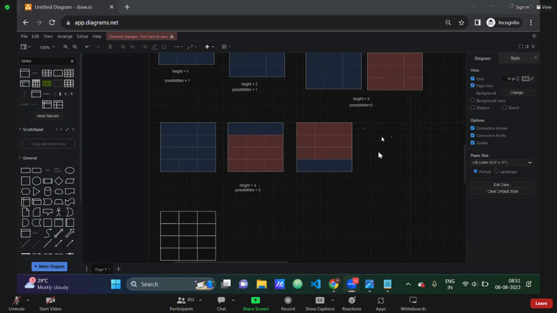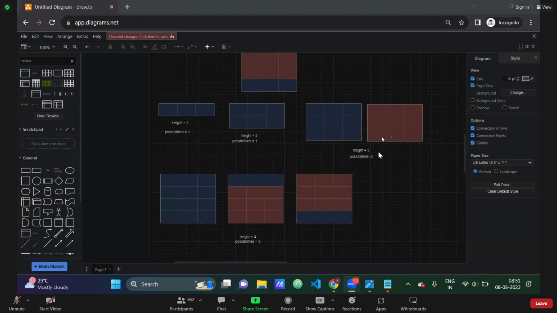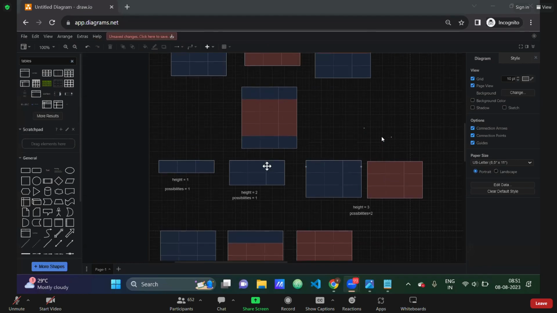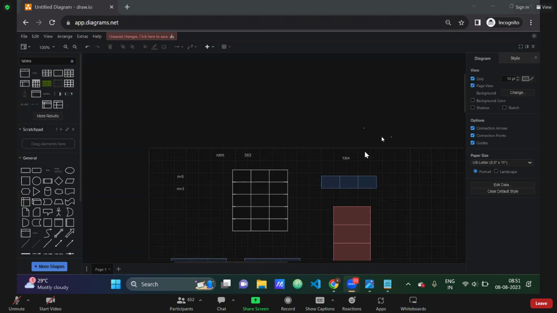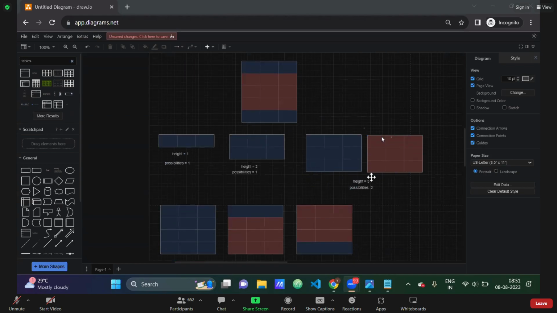Four. Now, if you observe, for height 1, you have only one possibility. For height 2, you have one possibility. Coming to height 3, which is equal to m. M is 3, right? The number of columns is 3, right? So when that particular height is 3, then you will be having two possibilities for any number of columns.